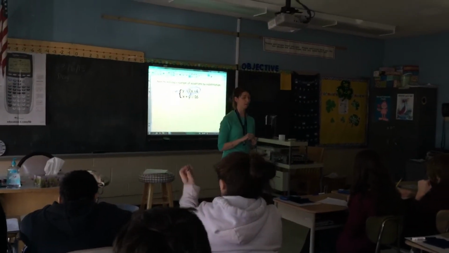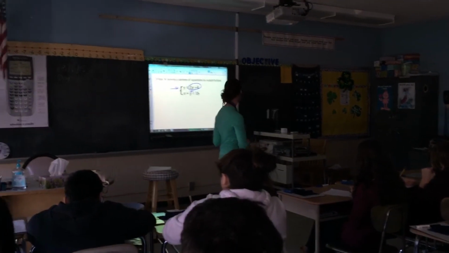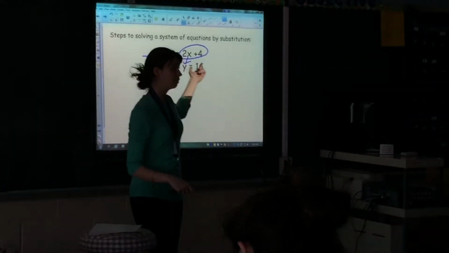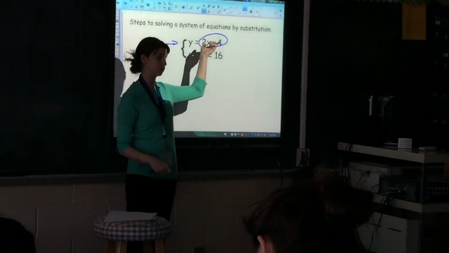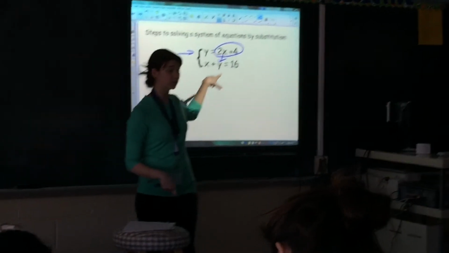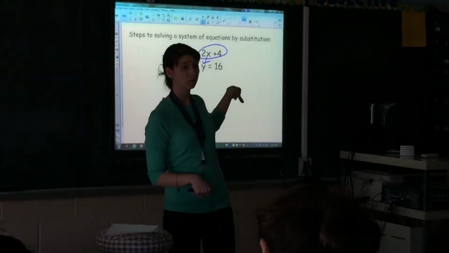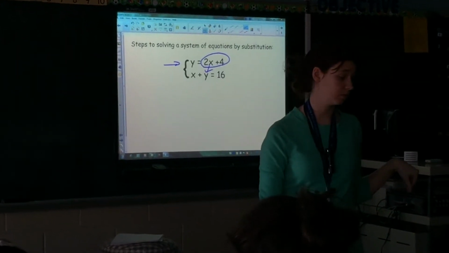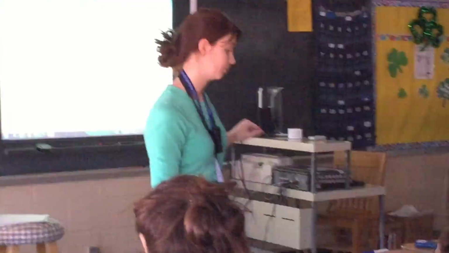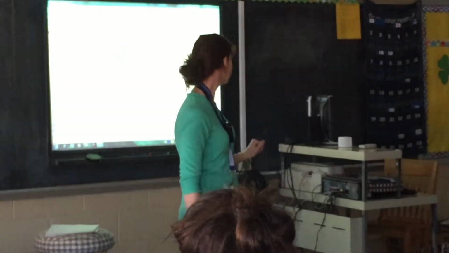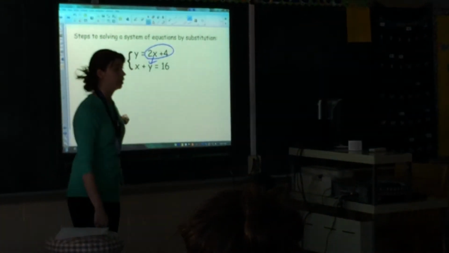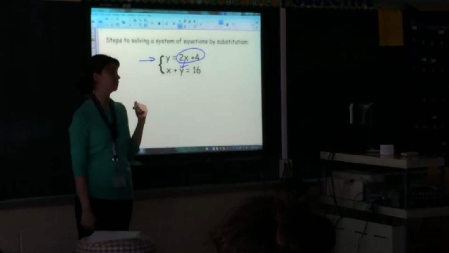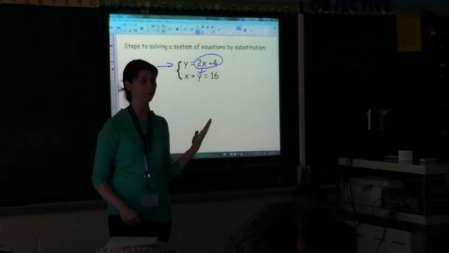Let me say that again. Y equals 2x plus 4. So they're telling me, just like before, what y equals. And I'm just going to plug that in, or substitute that in my second equation so that I can find the other variable. Okay. So now, if I'm substituting 2x plus 4 into this equation, what am I going to write as our equation?